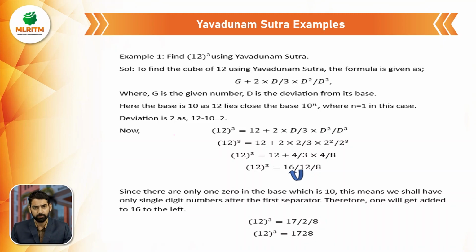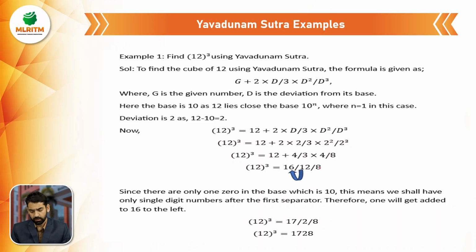So to find the cube of 12, it goes as per formula: g, which is 12, plus 2 into d, where d is the deviation, which is again 2 in this case, slash 3d square, d square is again deviation squared, slash d cube. When we put the values in this, we get 12 plus 2 into 2, 3 into 2 square, 2 cube. Here we find 12 plus 4, 3 into 4, and 8. Now you see the most important point here. When we find the cube of 12, we get 16 slash 12 slash 8.